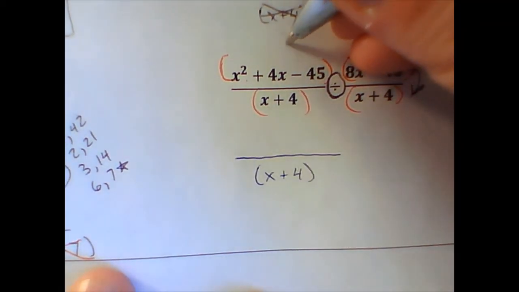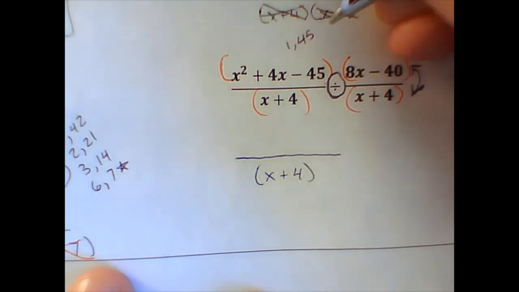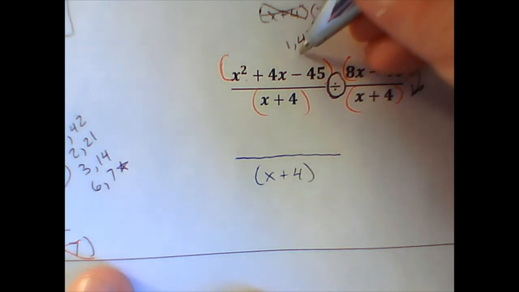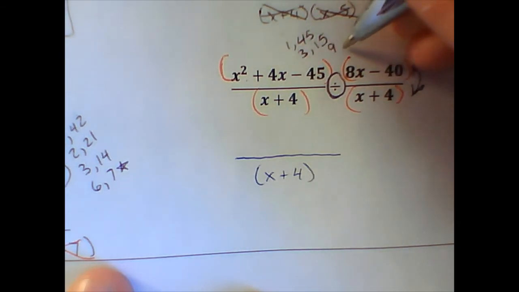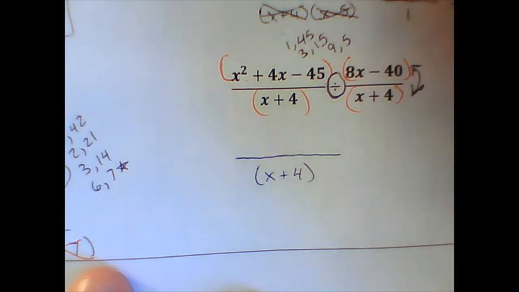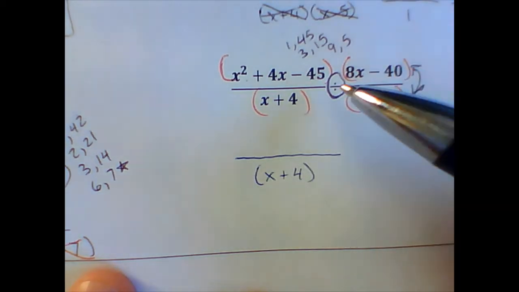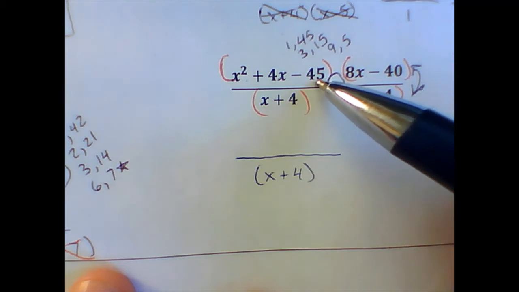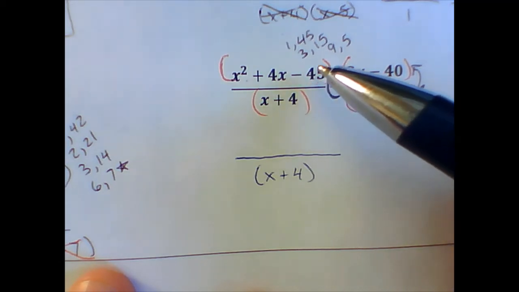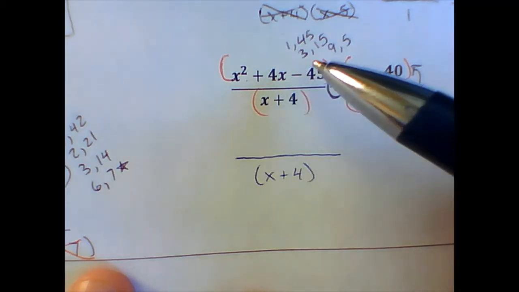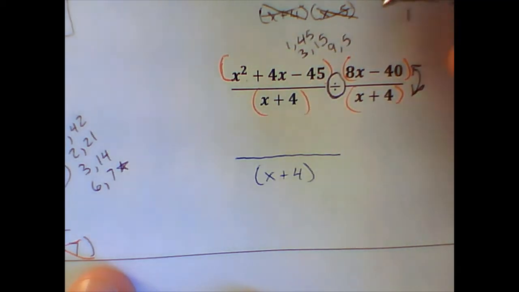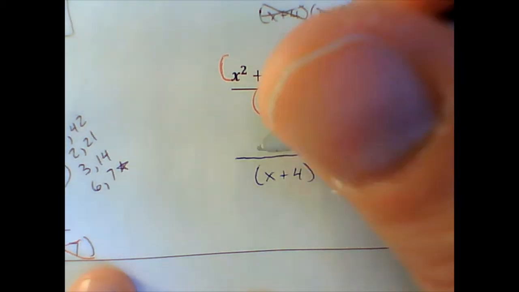So what can multiply to get a 45? Well, there's 1 and 45. 2, no, but 3 and 15, that would work. And then 5 and 9, or 9 and 5. They all times to 45, but which one of them will subtract to 4? Definitely the 9 and the 5. Nobody else subtracts to a 4.